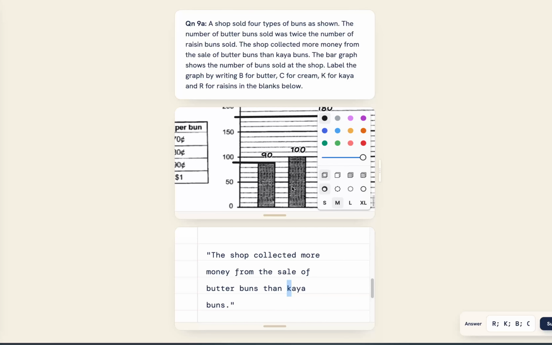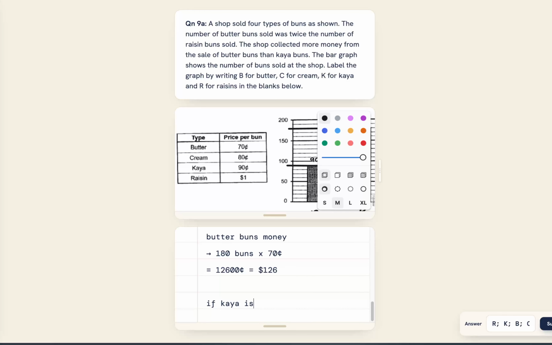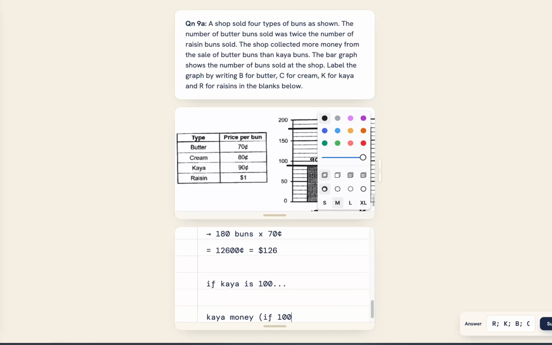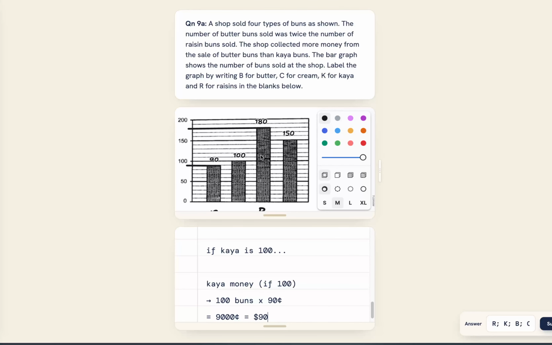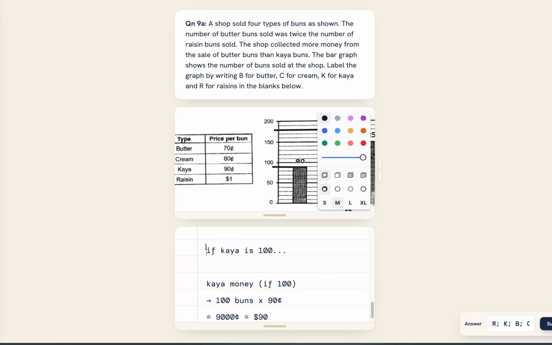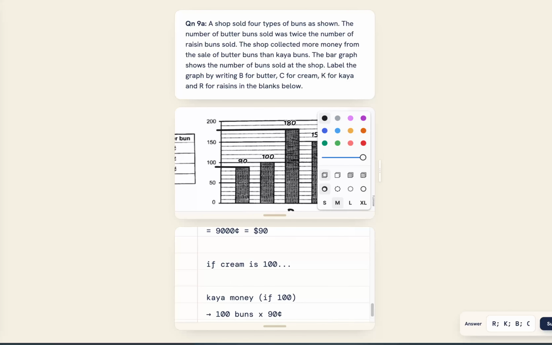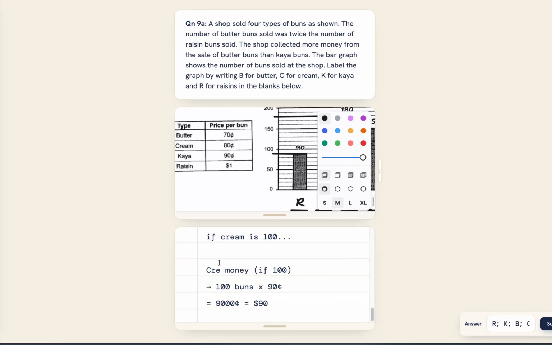Since we know the butter buns is $126, then we can calculate for the kaya. So let's say the kaya is 100. If kaya is 100, then the kaya money will be equal to 100 buns times 90 cents. This will be 9,000 cents or equal to $90. Okay, so that's 100. But if the other one, cream, is 100, then the cream money will be 100 times 80 cents. This will be 8,000 cents, or in this case, $80.